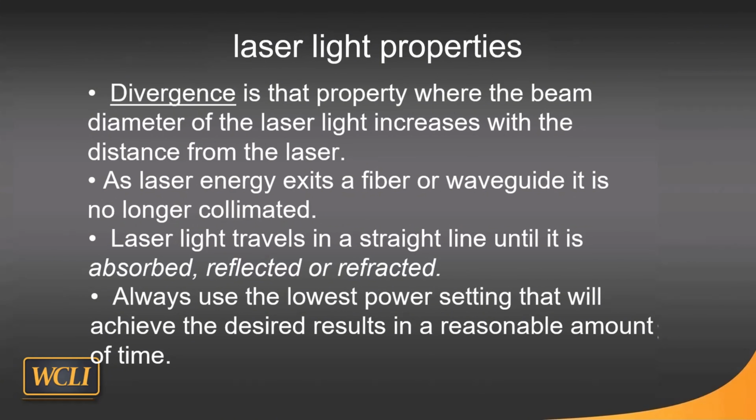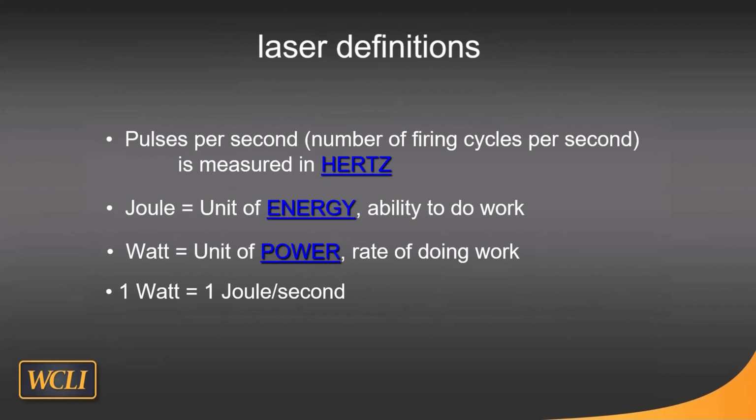The reason for this is that if you use unnecessarily high power outputs in your laser, you're more likely to cause thermal damage to the tissue. So a few more definitions. Number one is hertz. This is how many pulses the laser puts out per second. How many times does the laser go pop, pop, pop, pop, pop per second? That's the hertz rate. So these are interchangeable, either PPS, pulses per second, or hertz.